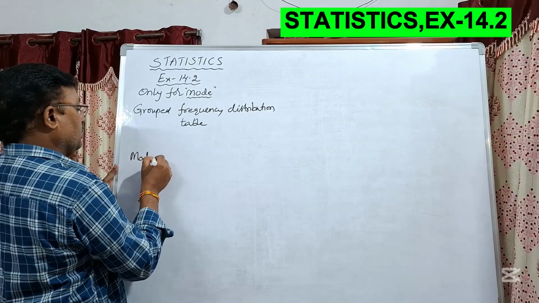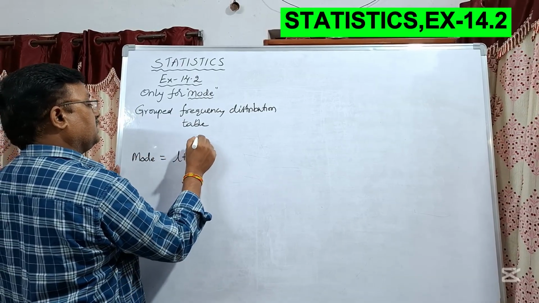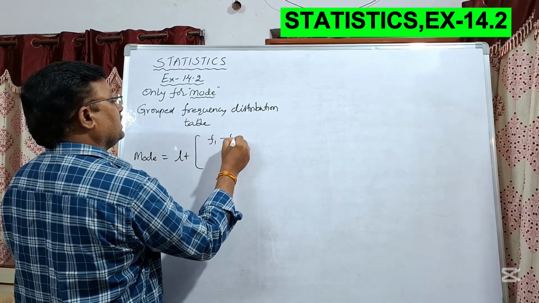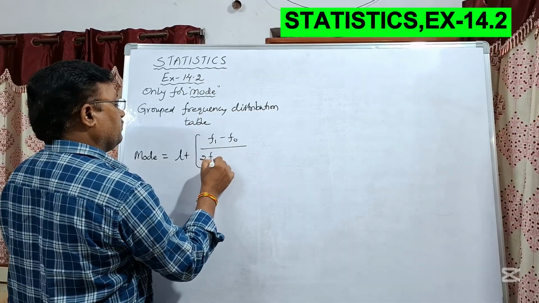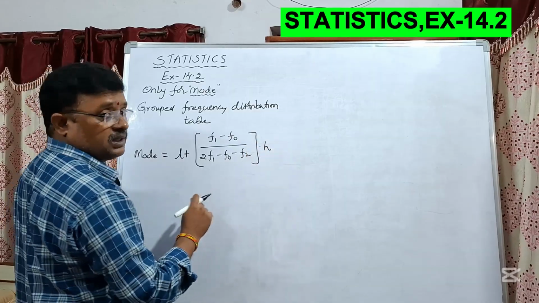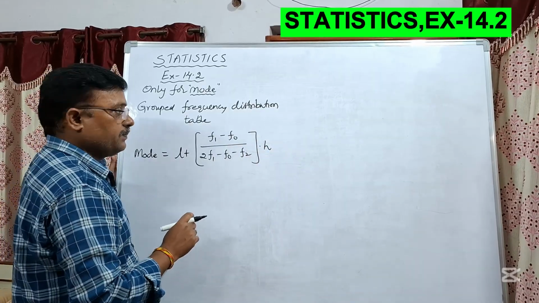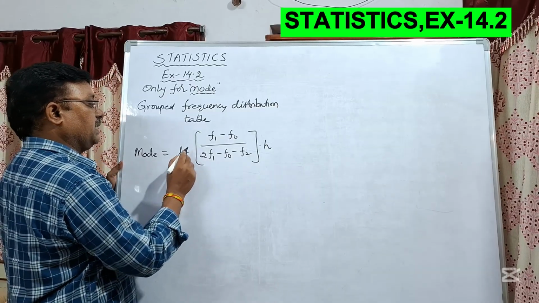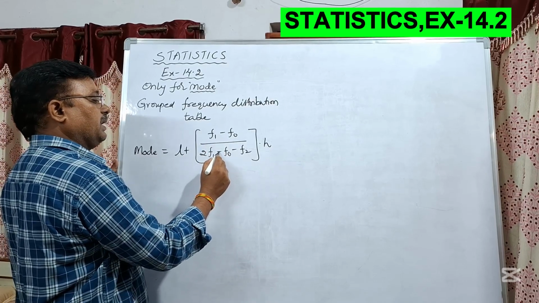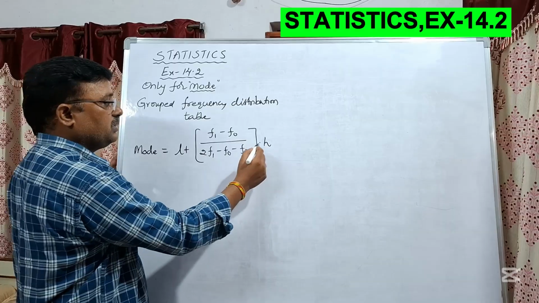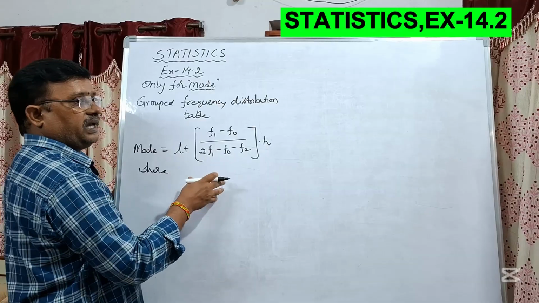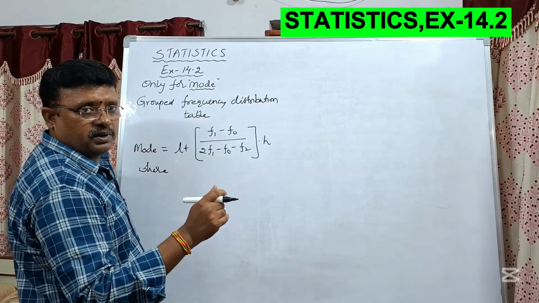In this, mode is equal to L plus (f1 minus f0) by (2f1 minus f0 minus f2) into h. This is the formula. Once again I am explaining: mode equal to L plus (f1 minus f0) by (2f1 minus f0 minus f2) into h. Writing the formula and explaining the terms in it is very important for 2 marks.